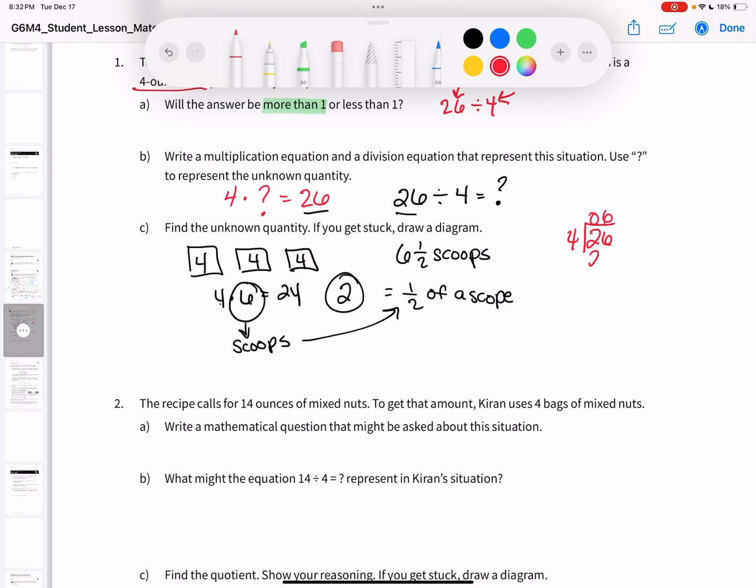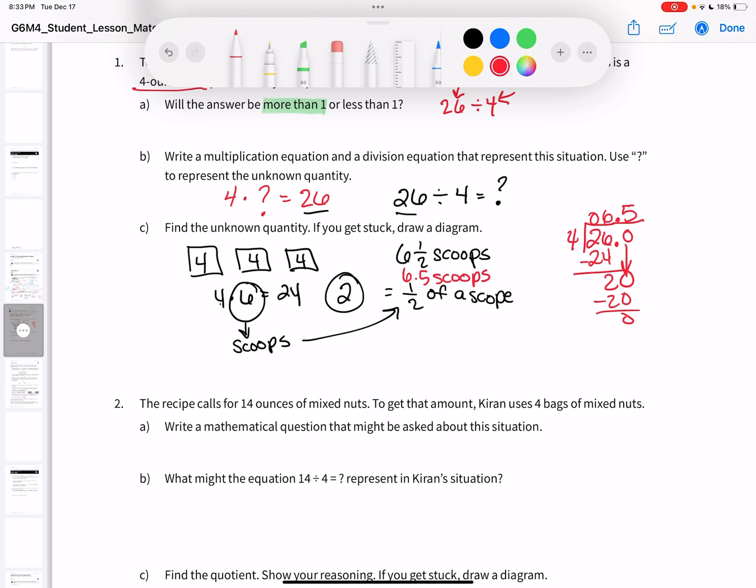6 times 4 is 24. 2, decimal, 0. Bring the 0 down. 4 goes into 20 5 times. 5 times 4 is 20. And we are done. 6.5. Is that what we said? Yep. 6.5 scoops.